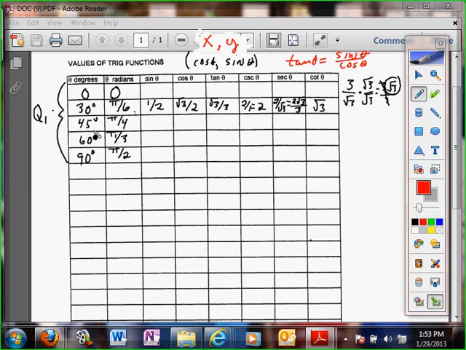Okay? Now, let's see how this relates to the rest of the quadrants. Okay, I continue on with 120 degrees, 135 degrees, 150 degrees, 180 degrees. This is quadrant 2. Okay, and I'll let you fill in the corresponding values of the radians for each one of those. They're right there on your unit circle.